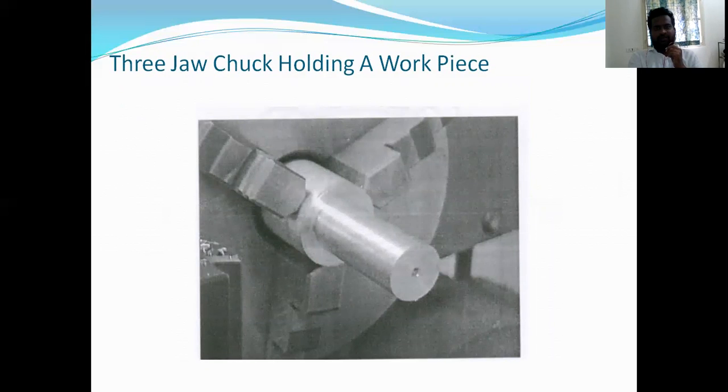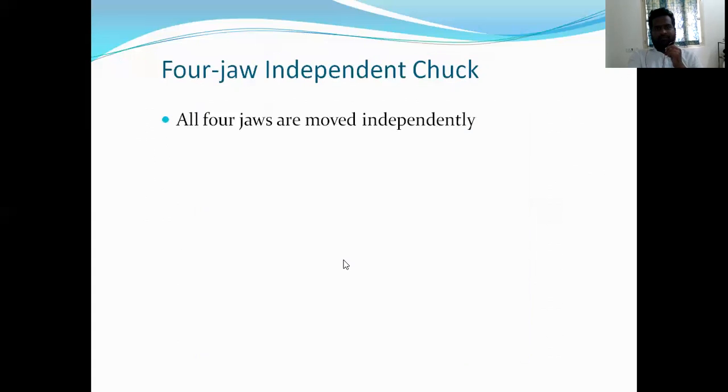So in this figure, we are observing the 3-jaw chuck holding the workpiece. These are the jaws and this is the workpiece. This is holding the workpiece. And now we are moving to the 4-jaw independent chuck.